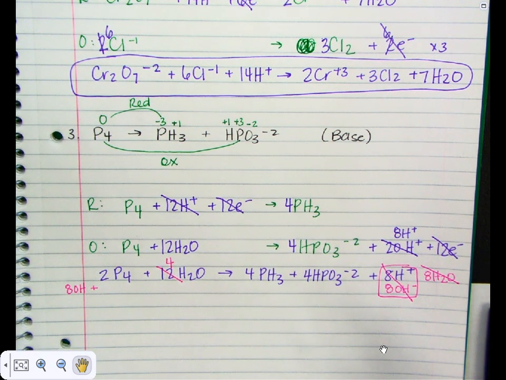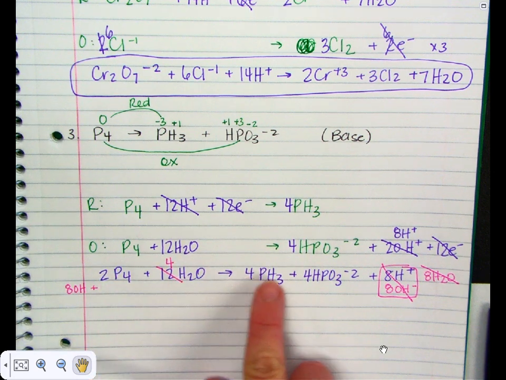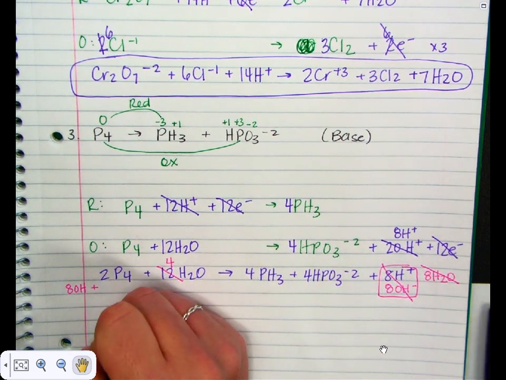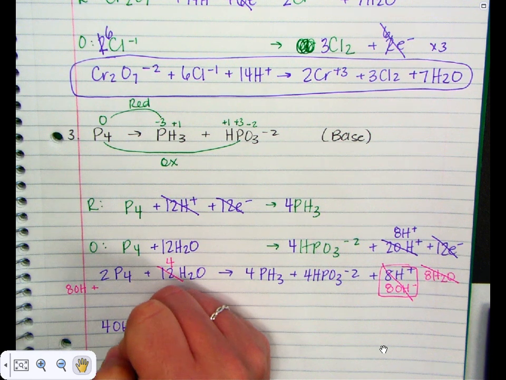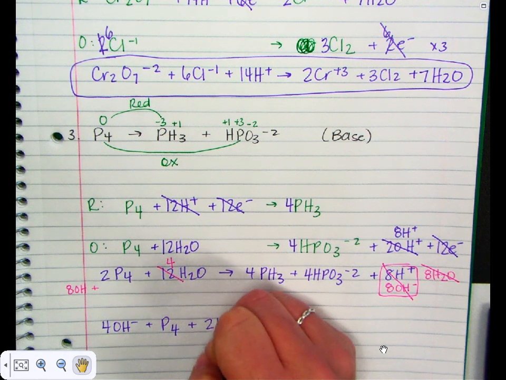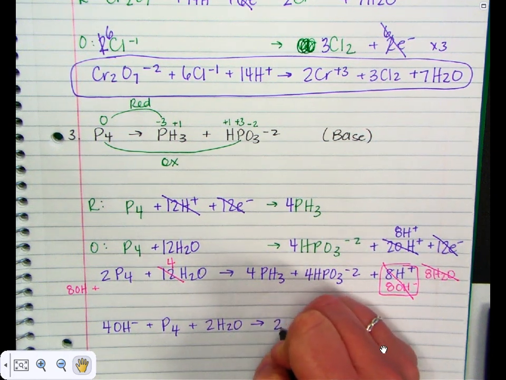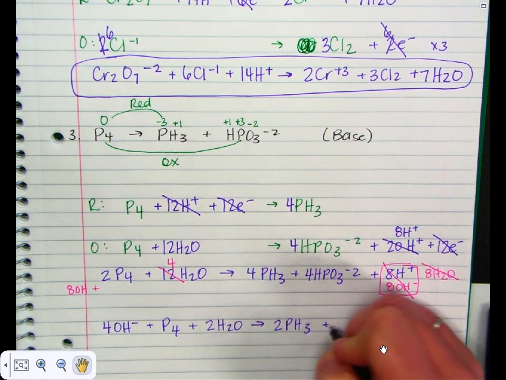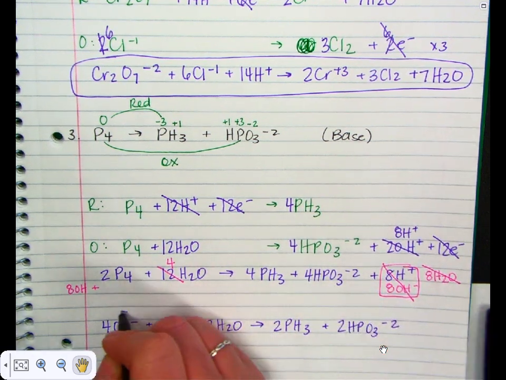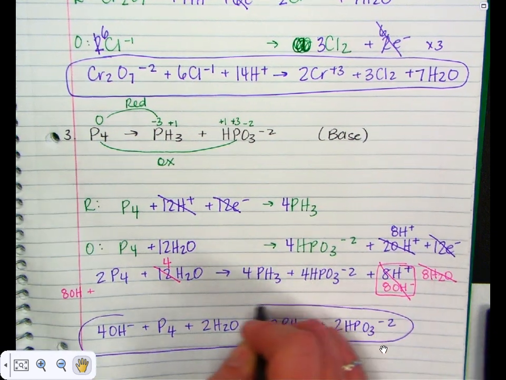So now I've gotten rid of everything. The last thing I'm going to need to do is check to see if this can reduce. 8, 2, 4, 4, and 4, all of those are going to be divisible by 2, so I'm going to reduce everything down and then just rewrite it. So this is going to be 4 OH minus plus P4 plus 2 H2O yields 2 PH3 plus 2 HPO3 minus 2. And that's my answer in the basic medium.